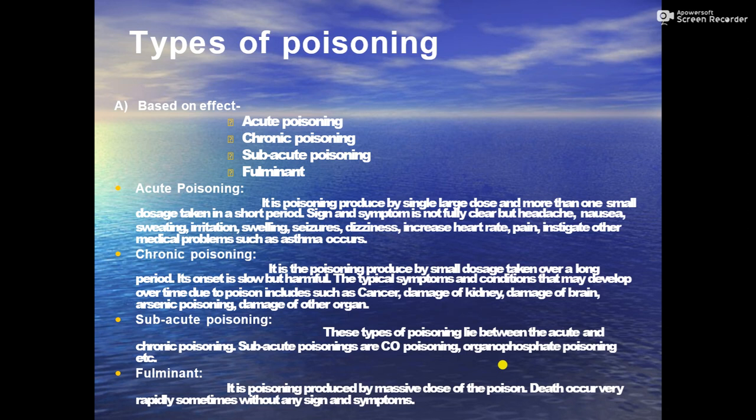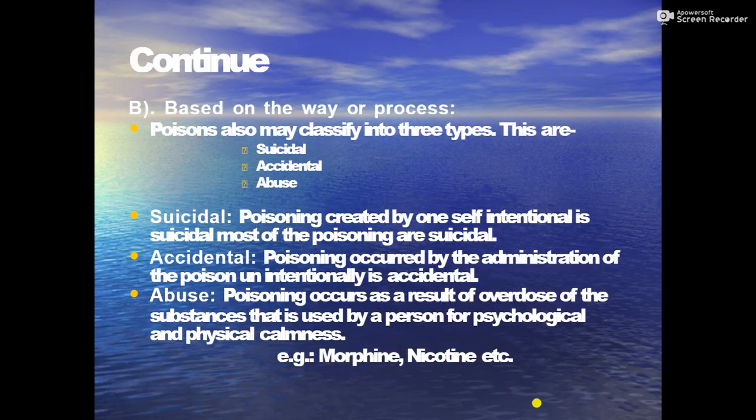Fulminant is the poisoning which is produced by a massive dose of the poison. Definitely anything taken in a large concentration becomes poison. But if the poison is taken in a massive dose, in a large concentration, it becomes fulminant. So death occurs very rapidly and sometimes without any signs and symptoms, causing death of the individual.